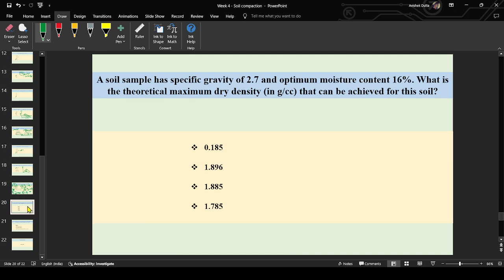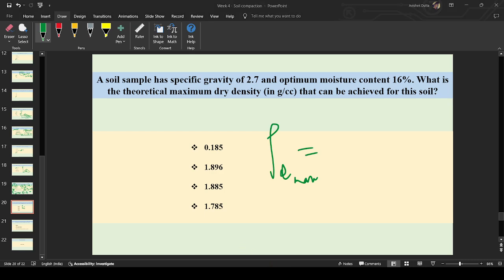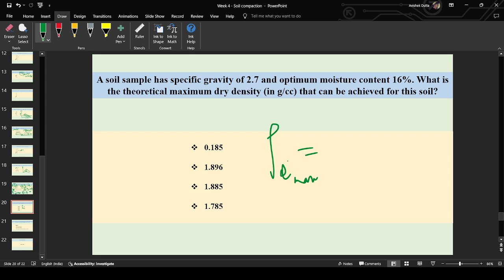So, what is the answer of this question? I think you have found out. It's a very simple question. Anyone? Okay, anyway, it's a simple formula-based problem.